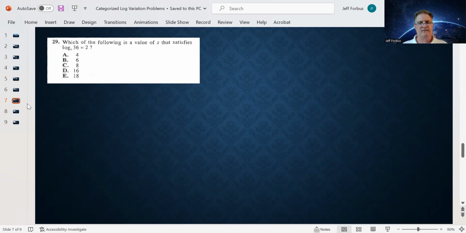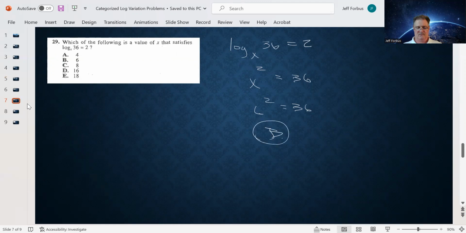So here we have log base x of 36 is equal to 2. Well, this one's real simple. We're going to convert it to an exponential. X raised to the second power is equal to 36. Well, what number can you raise to the second power? Well, 6. And therefore, our answer choice will be B. All righty, let's go to the next one.